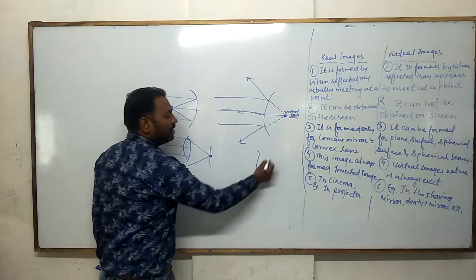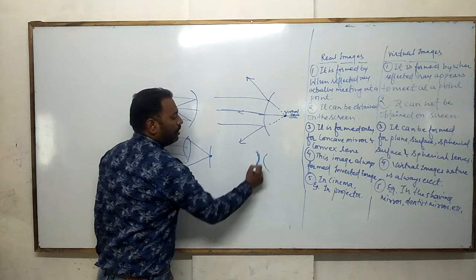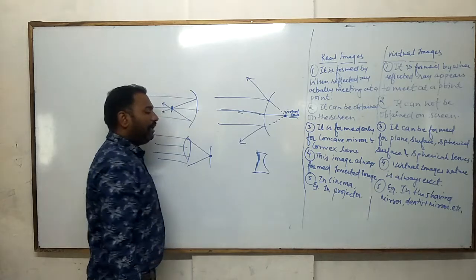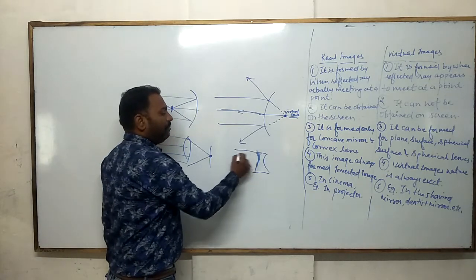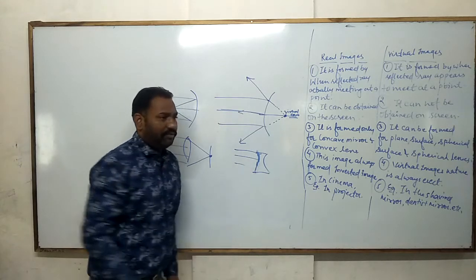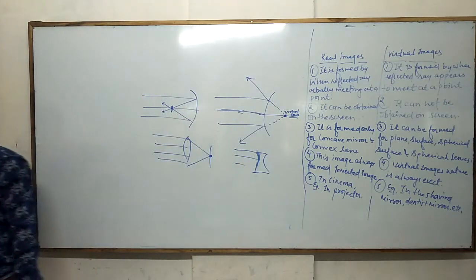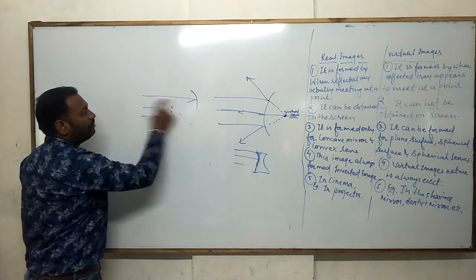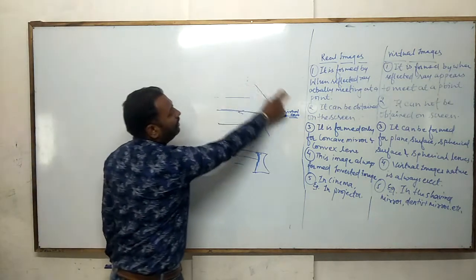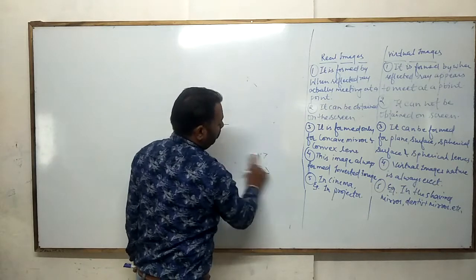Okay, and this is the shape of our concave lenses. It also happens in this. But we will study about the lenses afterwards. Here we are only describing the natures of mirrors. So these are our real and virtual images.